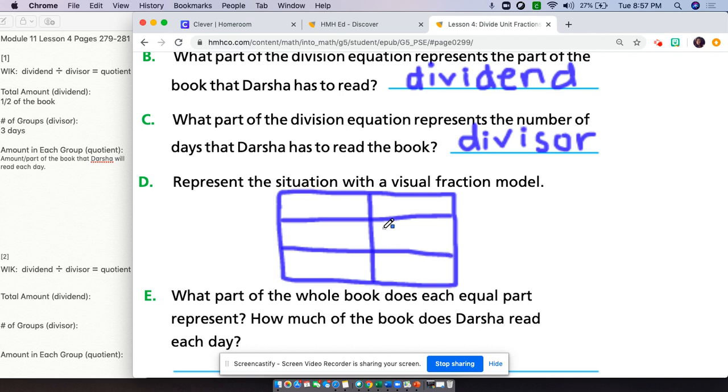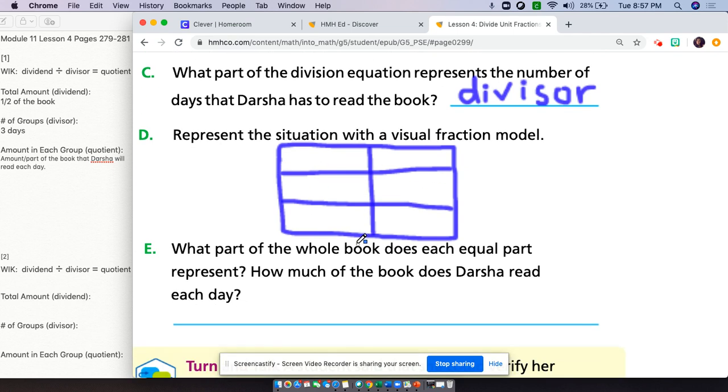Okay? The reason I split the entire part is because if I said she was only going to have half the book, and I represented it with only one rectangle and then split that up into 3, then it would look like she has a third of the book to read each day, which isn't true. She has a third of the half. So here's the half on each side. I split it in half, and then I split each one into 3 to represent the 3 days. Okay?